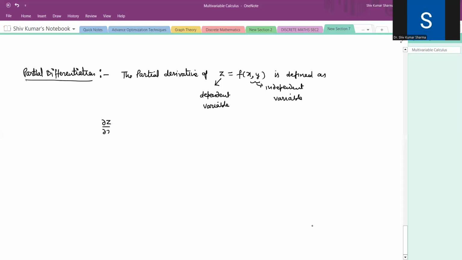del z upon del x. The operator del is used when we are doing partial differentiation. Partial differentiation of z with respect to the independent variable x. When we are obtaining del z upon del x, we treat the other independent variable, that means y, as a constant. Similarly, we calculate del z upon del y, where we treat x as a constant.